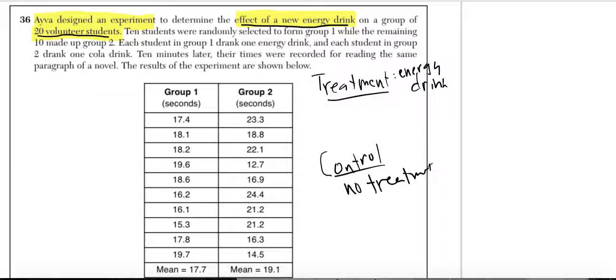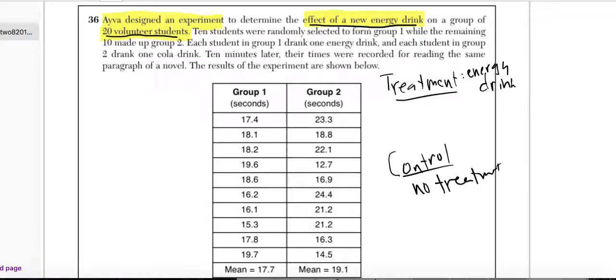So she's going to split them into two groups of 10. So 10 students, and I'll use a different color now to highlight this part. The 10 students were randomly selected to form group 1. So that's group 1 right here, while the remaining 10 made up group 2. That's right here. Each student in group 1 drank one energy drink. That's the treatment group or experimental group. So group 1 was the energy drink or treatment.